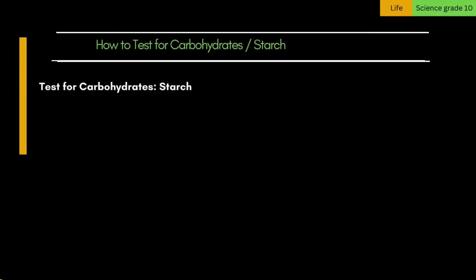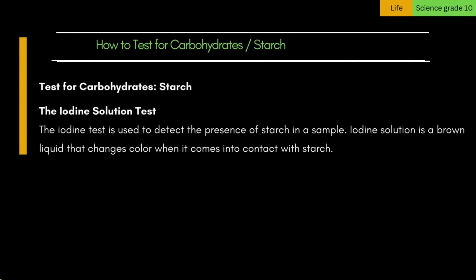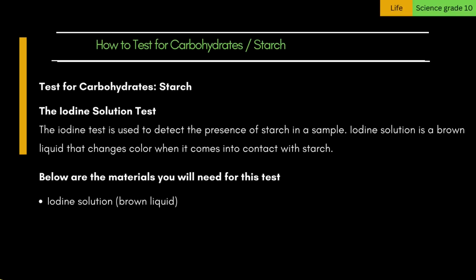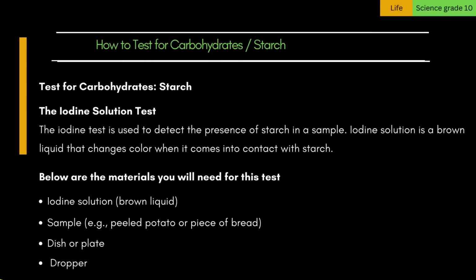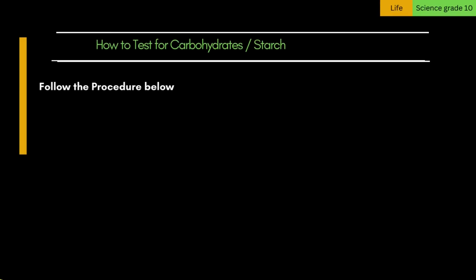Test for carbohydrates, starch. The iodine solution test. The iodine test is used to detect the presence of starch in a sample. Iodine solution is a brown liquid that changes color when it comes into contact with starch. Below are the materials you will need for this test. A. Iodine solution, brown liquid. B. Sample, e.g., peeled potato or piece of bread. C. Dish or plate. D. Dropper. Follow the procedure below.